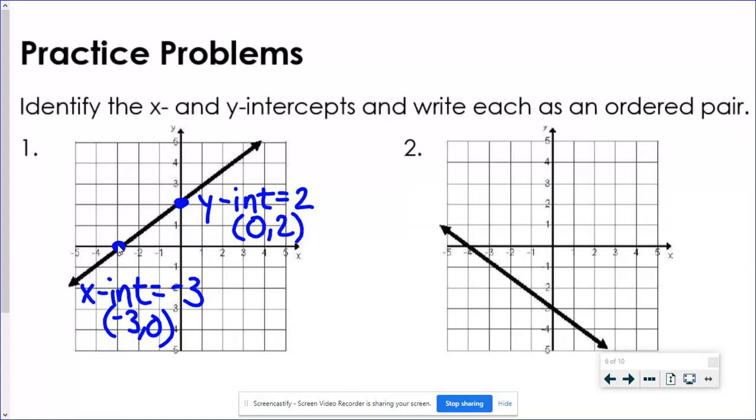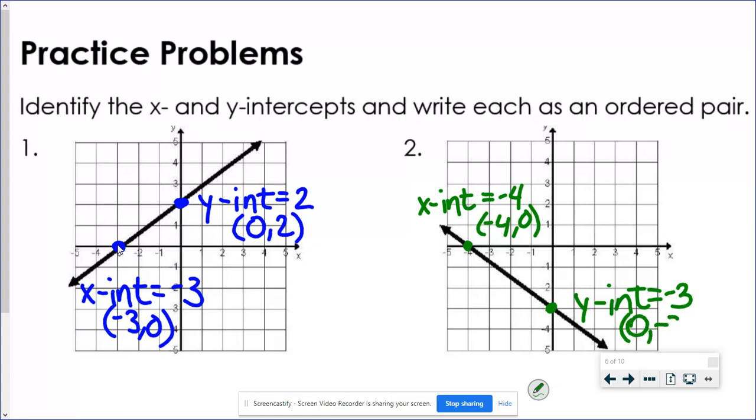For number 2, the x-intercept, and I usually do the x-intercept first just because that's how we say it, x and y-intercept. The x-intercept is crossing the x-axis at -4, so the ordered pair is (-4, 0). And the y-intercept is at -3. That one is (0, -3).